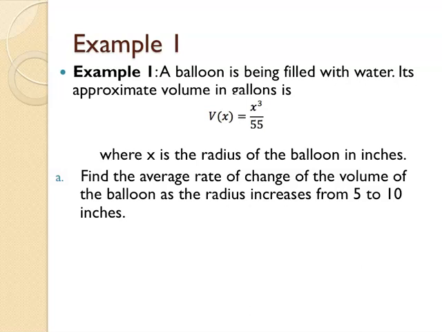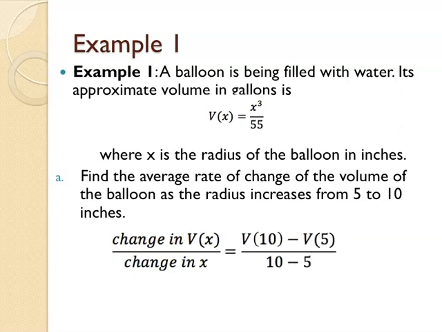So what we need to do is figure out what is the volume when the radius is 5, what is the volume when the radius is 10, subtract those two values, and put it over 10 minus 5. So the change in v of x over the change in x, so v of 10 minus v of 5 over 10 minus 5.